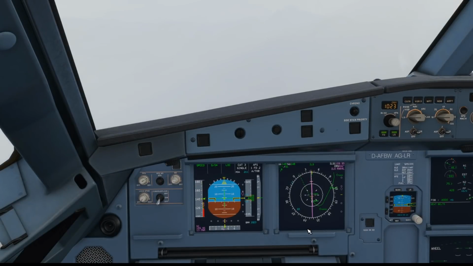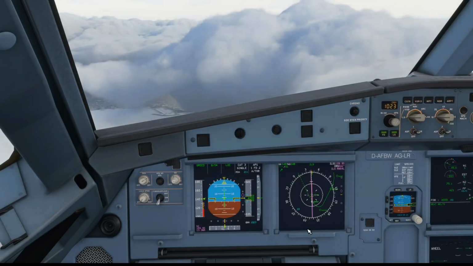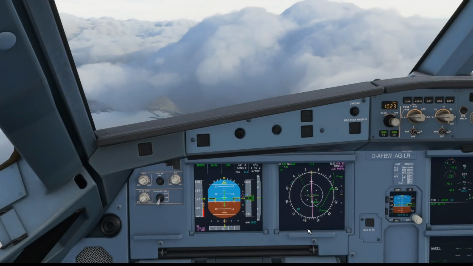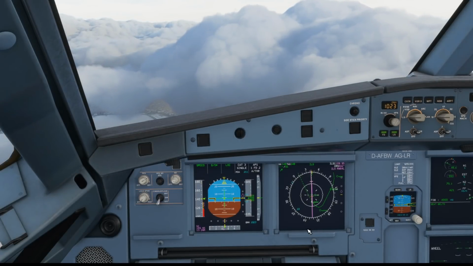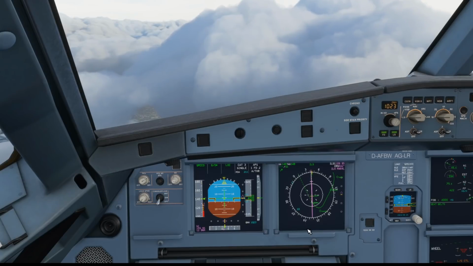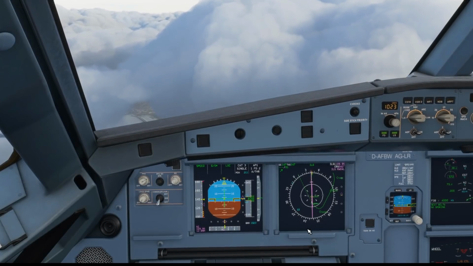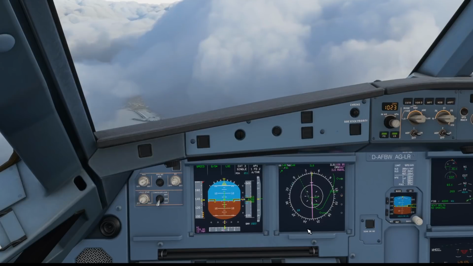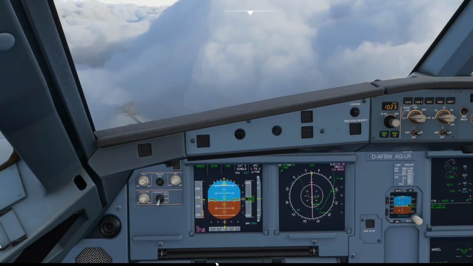Okay, so we're 30 miles out, we're about to capture the glide slope. As I say, this is not an ILS tutorial as such, but if you do want to see one of those, then leave a message in the comments and I'll see what I can get done for you. Okay, so I'm going to pop the gear down and we'll go full flap. So we're basically getting configured nice and early for this approach.